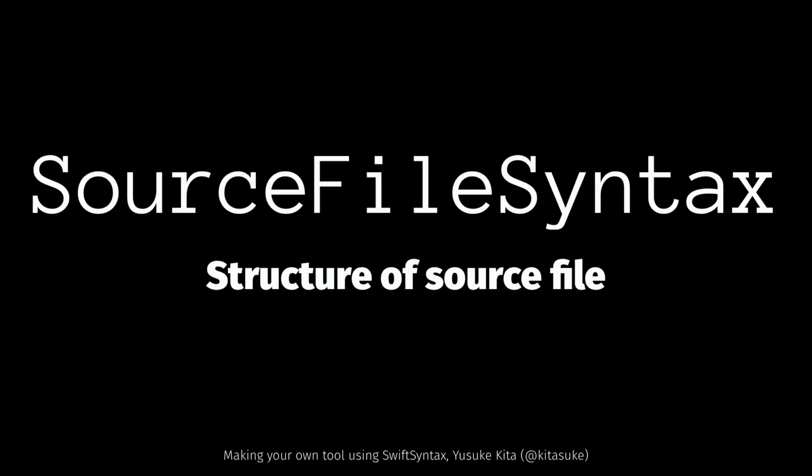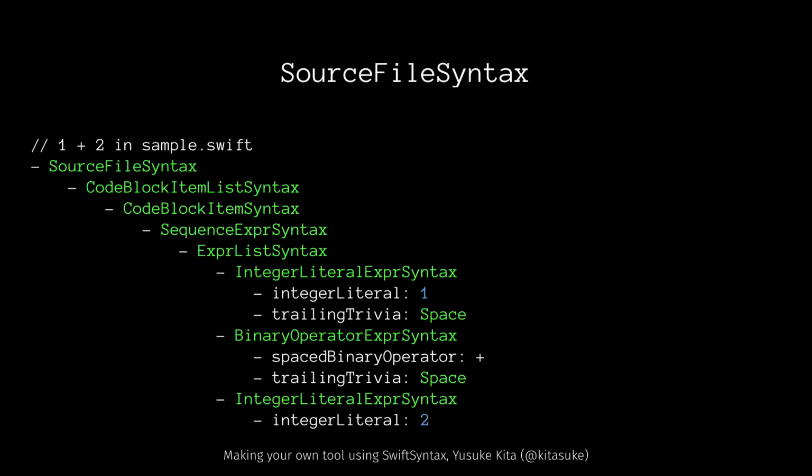All right, next, SourceFileSyntax. That represents the structure of the source file, and it is the top level syntax node in your source file. So again, same example, but you can see SourceFileSyntax at the top. And from top to bottom, it has children, and then those children have other children. So this is the structure of the source file.